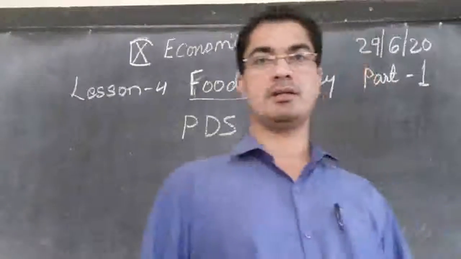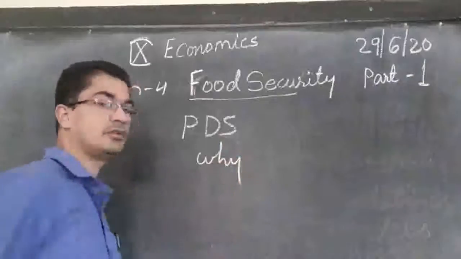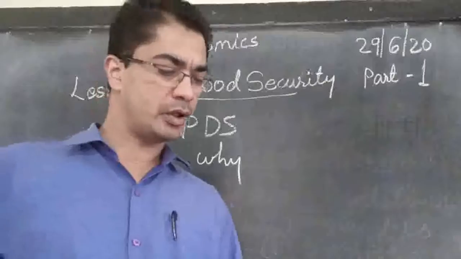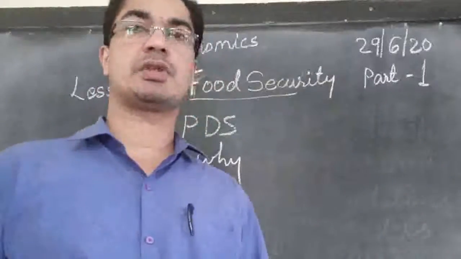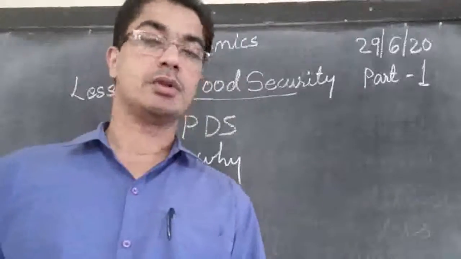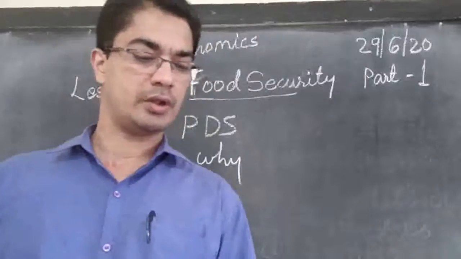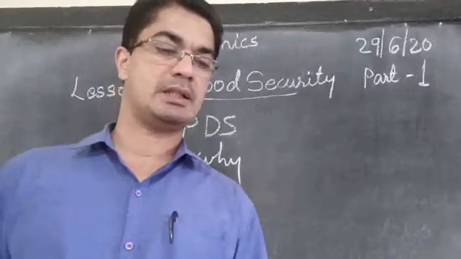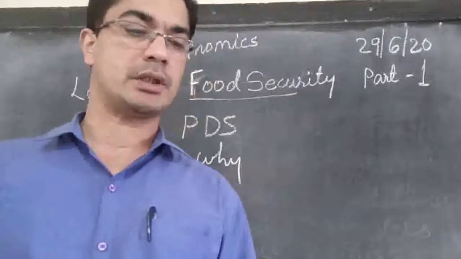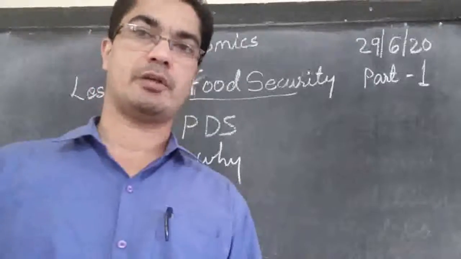Then let's see why there should be food security. Why should there be this food security? The poorest section of the society might be food insecure most of the time, while persons above the poverty line might also be food insecure when the country faces a national disaster or calamity like earthquake, drought, flood, tsunami, or widespread failure of crops causing famine, etc.